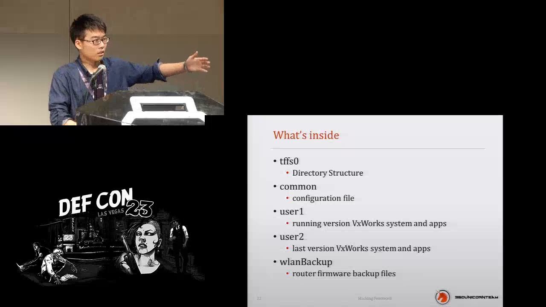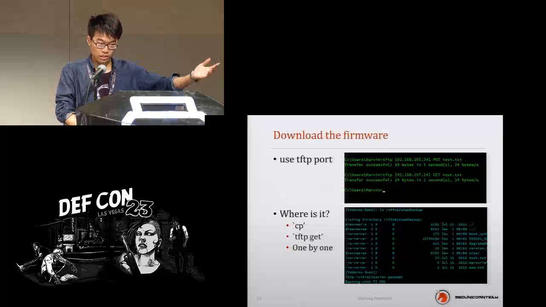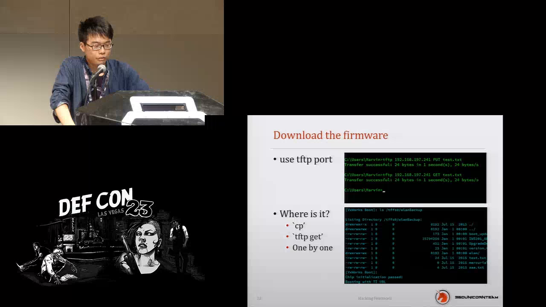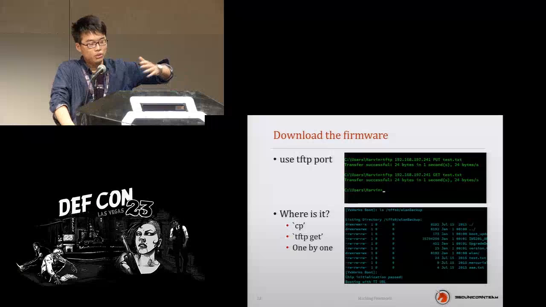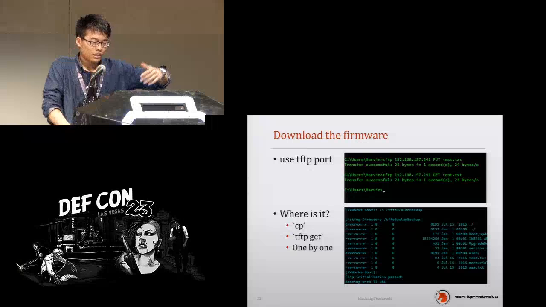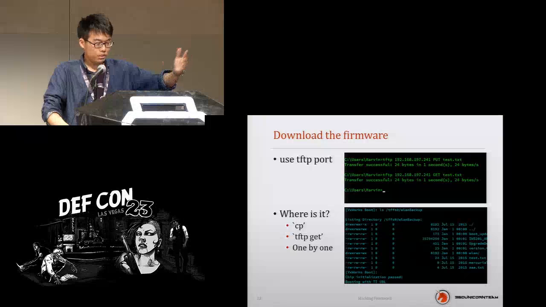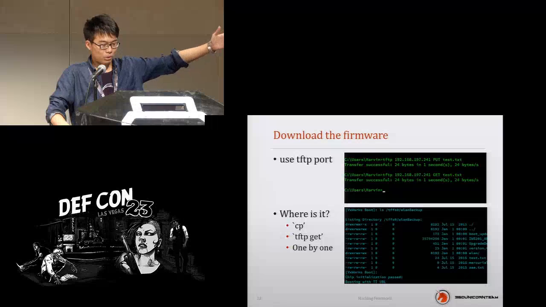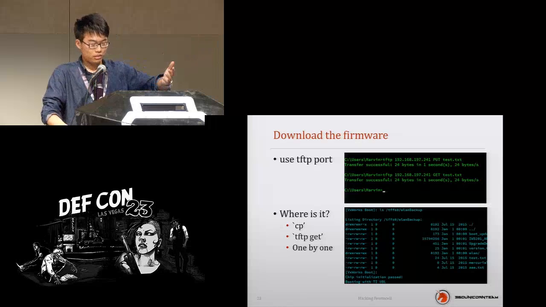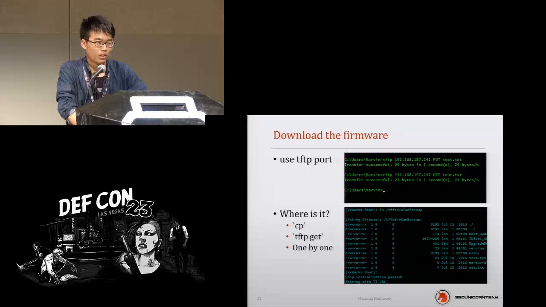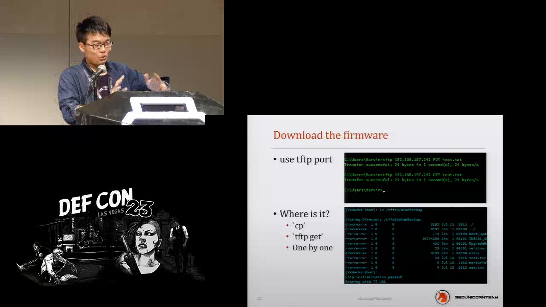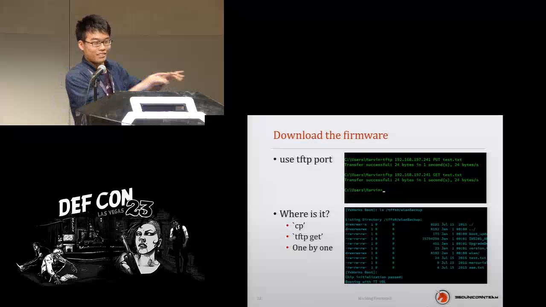So here's the thing, how do we download it? Now we should download the firmware. And remember we scanned out the TFTP port. Well, just make a simple test. We upgrade, we upload, and we download. Well, it works fine. So we know the path, and we just cp TFTP get, one by one. Well, you can just write a simple script. Don't do like me, I just typed.